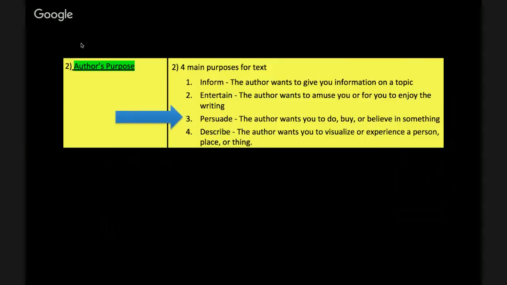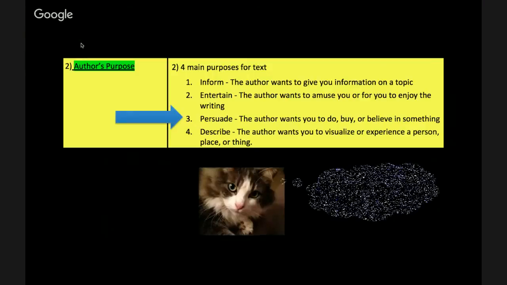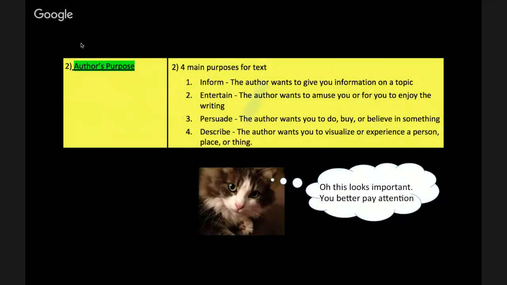The next is to persuade. The author wants you to do, buy, or believe in something. And the last one is describe. The author wants you to visualize or experience a person, place, or thing.